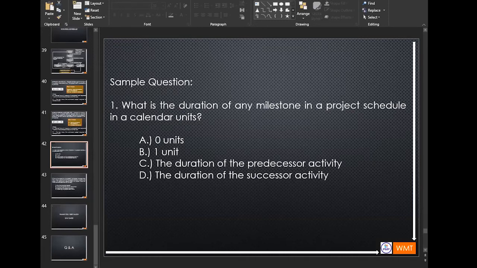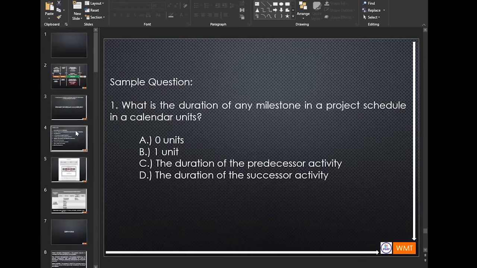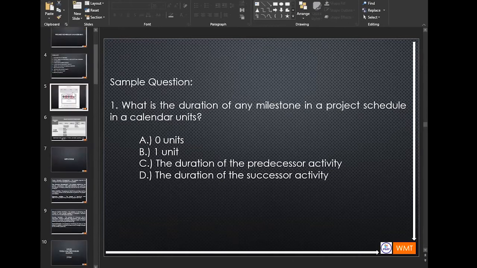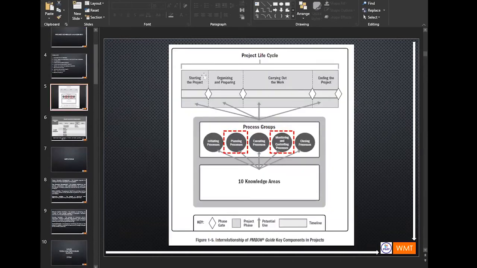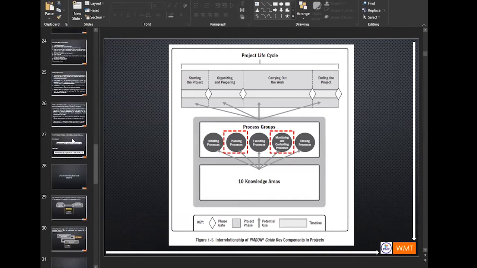The answer is letter A, 0 units. Duration of any milestone in a project schedule in calendar units. The milestone is already highlighted here. You see the gate, phase, or milestone. This one is 0. There's no duration on this. Okay.